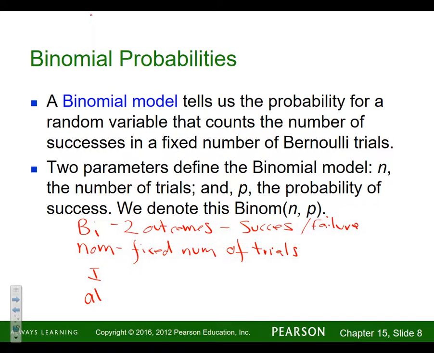All right. So bi is 2 outcomes, success, failure. Num is the fixed number of trials. What is I for? Independence. Is it ENC or ANC? It's ANC? ENC? Okay.